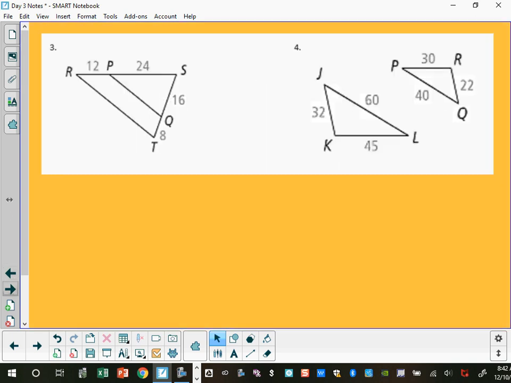3 and 4. Number 3. Now that we've practiced this kind of triangle before, I have a yellow triangle, that's the smallest. I have another triangle that's bigger than that, which is the blue one. What is my shared angle here? Which of these angles are the same for both triangles? So I have my angle.